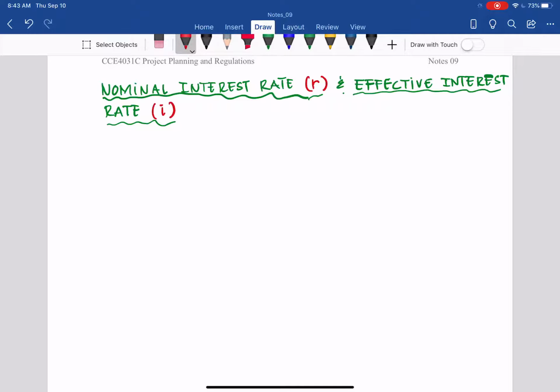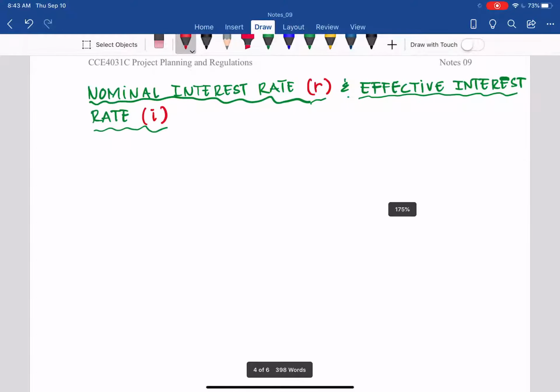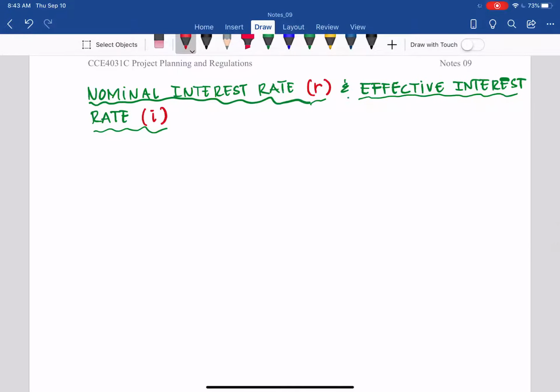It's important because when we apply the equation, we have to work with the effective interest rate. But sometimes the problem gives you the nominal interest rate, so how do we convert? And when the problem gives an interest rate, how can we know whether it is nominal or effective? Let me give you some hints for this.